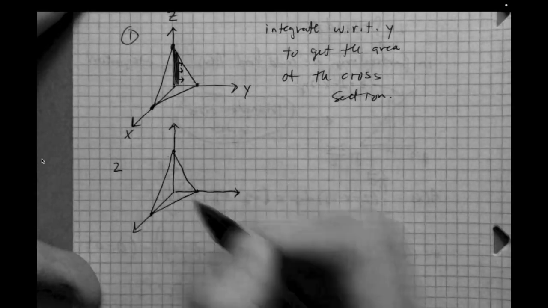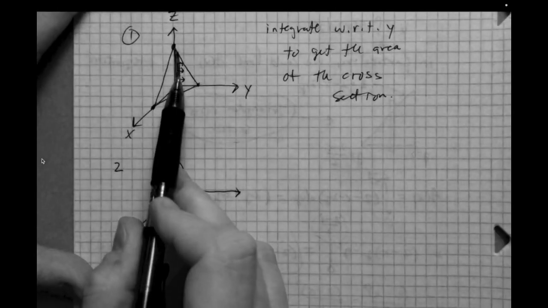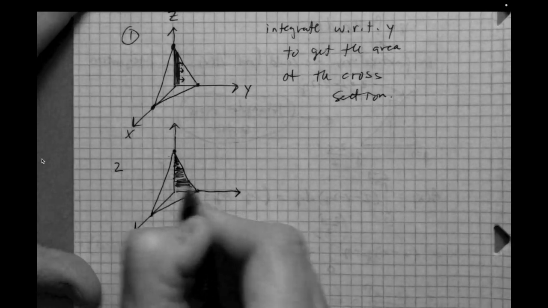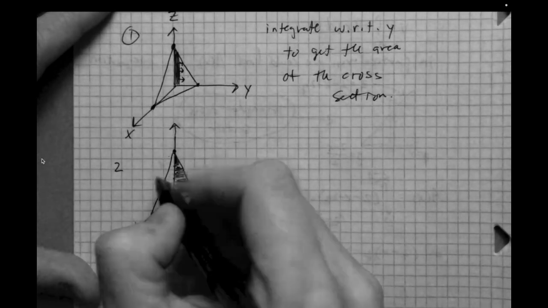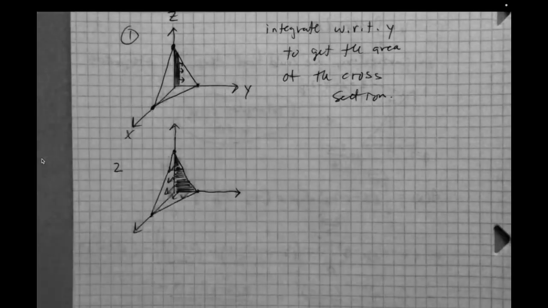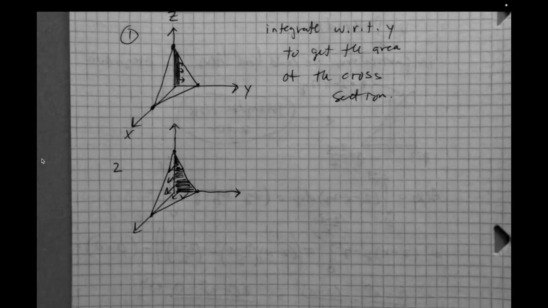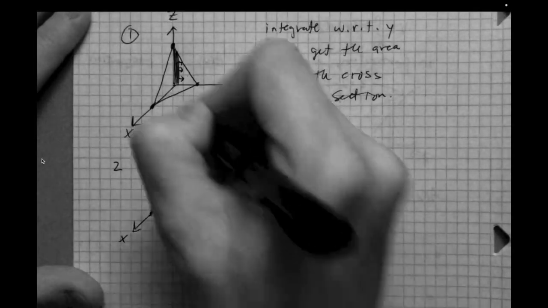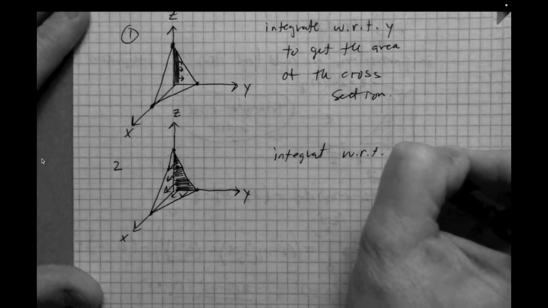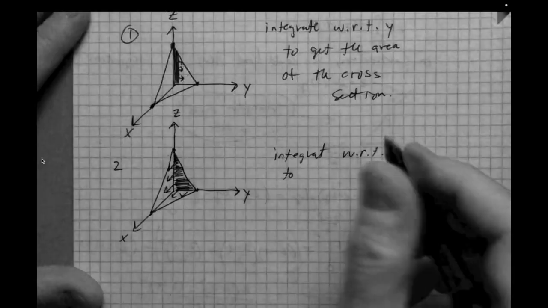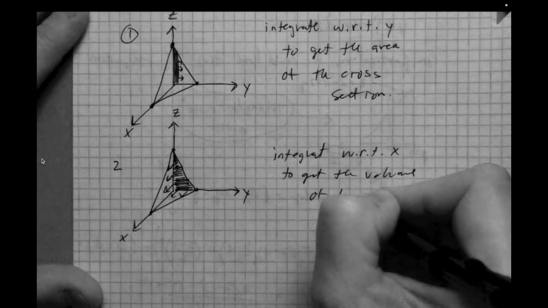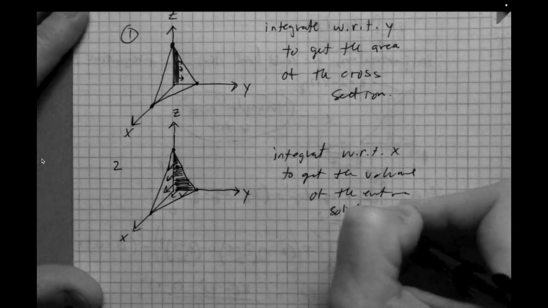If this is my same shape, motion 1 sweeps out the area of the cross section. So I get this whole area of this back panel. You can think of this as the back panel of this solid. And then what am I going to do? Well, I'm going to sweep those cross sections forward. Just going to drag it forward and integrate in the other direction. So you then integrate with respect to x to get the volume of the entire solid. Okay, so that's the idea.